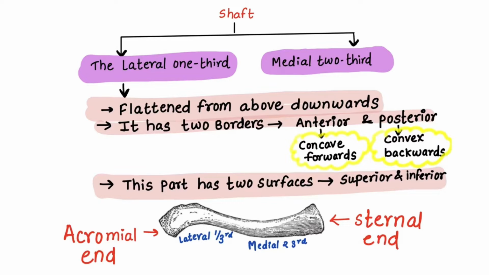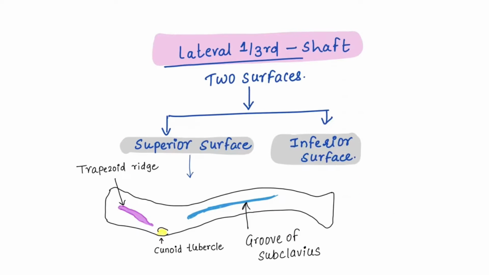The lateral 1/3 shaft is flattened from above downwards. It has two borders, anterior border and posterior border. The anterior border is concave forwards and the posterior border is convex backwards. So this part has two borders and two surfaces, the superior and inferior surface. The superior surface of the lateral 1/3 shaft has an elevated part called the conoid tubercle, and it has a ridge called the trapezoid ridge.